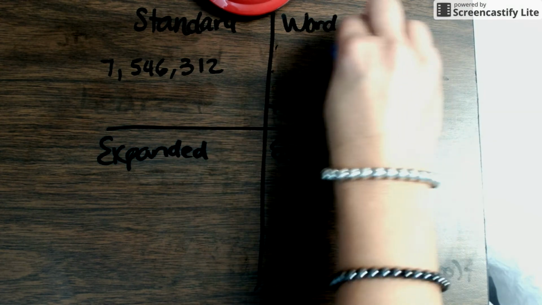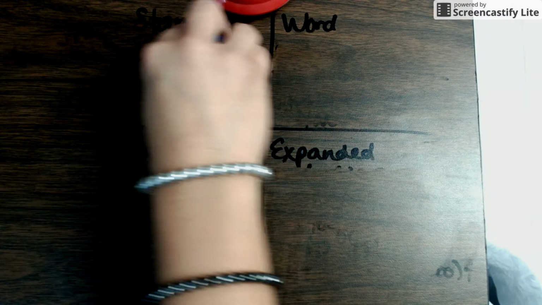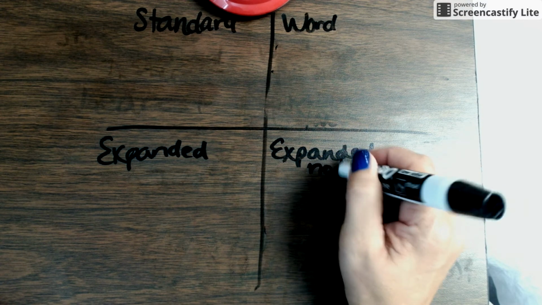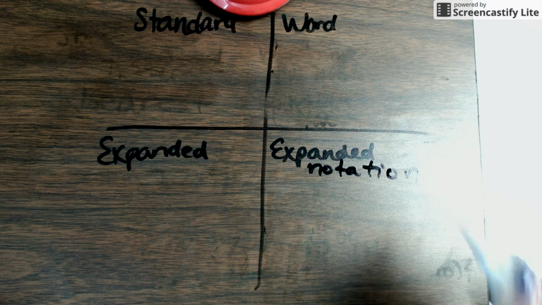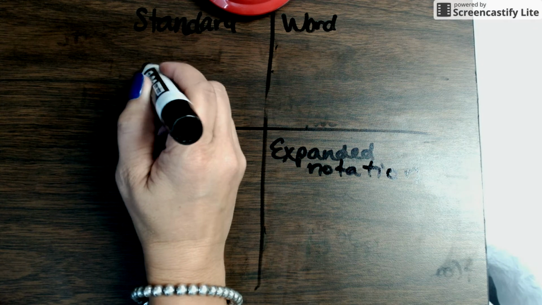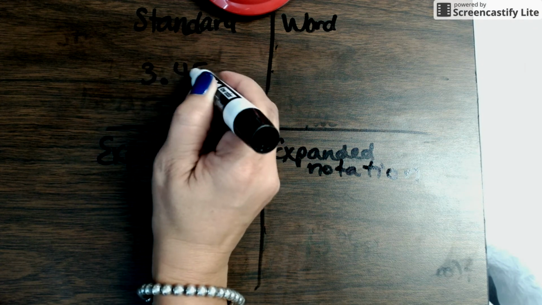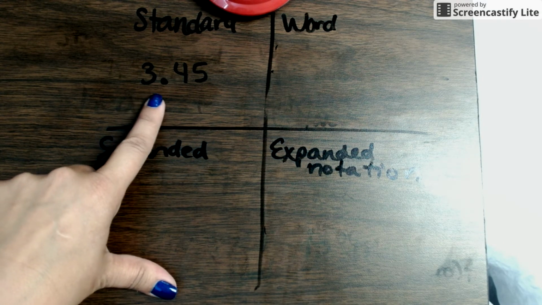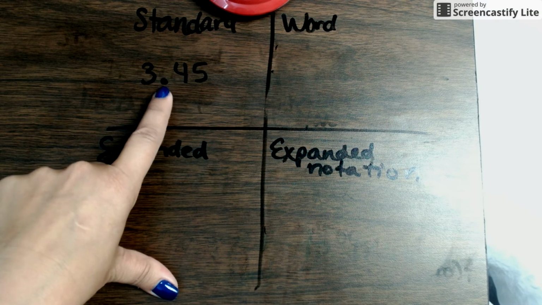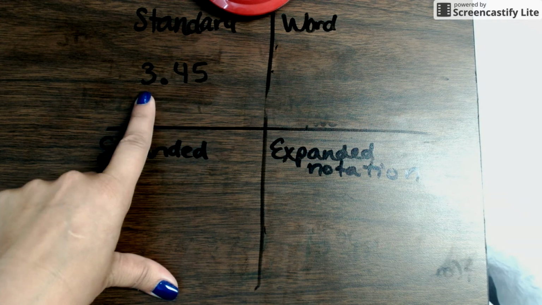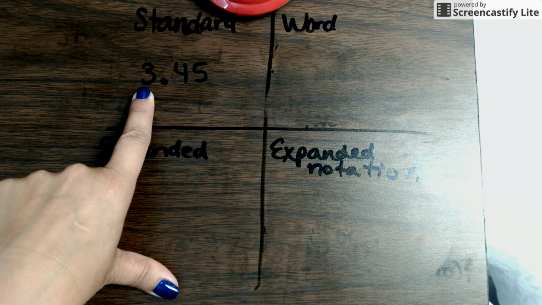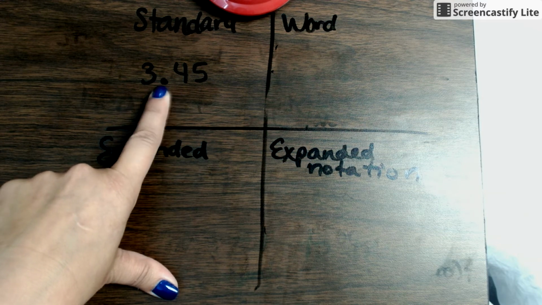Decimals don't take quite as long because we only go to the hundredths place, so it's a lot quicker than whole numbers. Let me write that down. So let's say I gave you the decimal 3 and 45 hundredths. Okay, 3 and 45 hundredths. So the first thing we do is we read the number to the left of the decimal point. And so these are our whole numbers. So I know that if I have a 3 before my decimal point, that 3 is in the ones place. It's just the number 3.